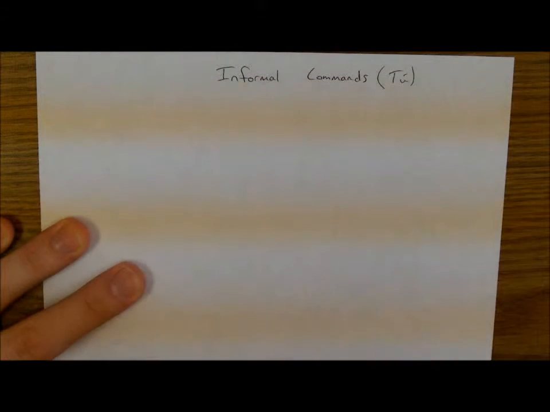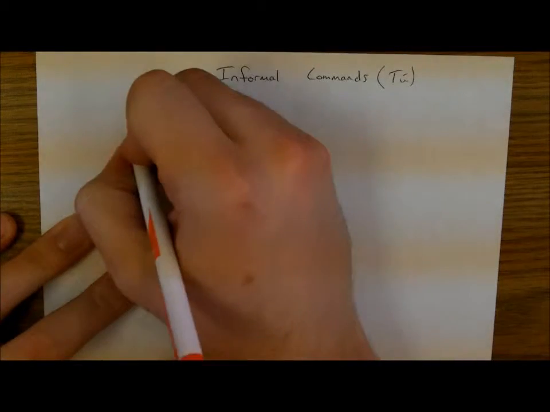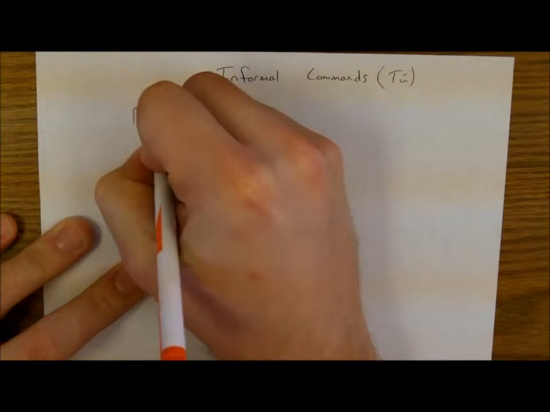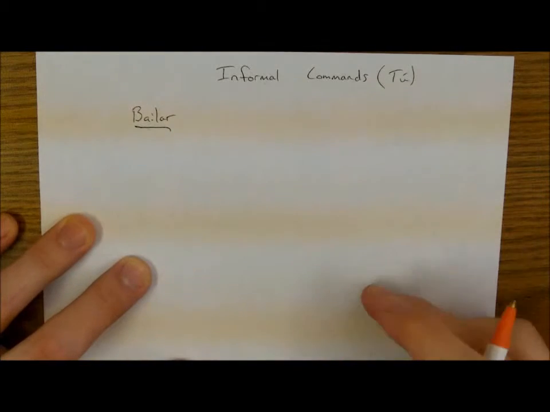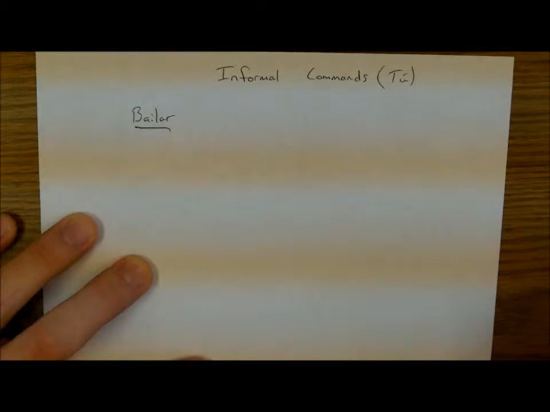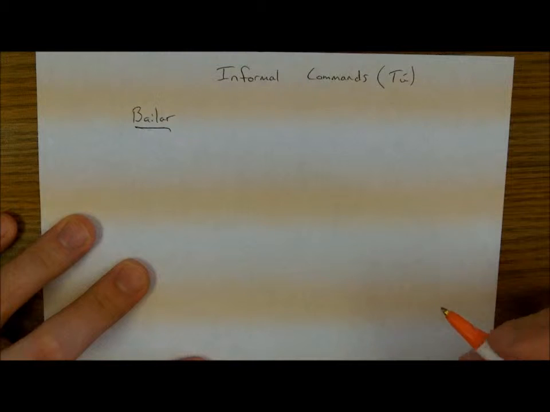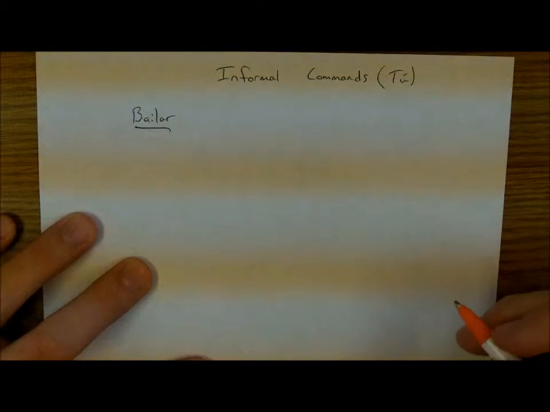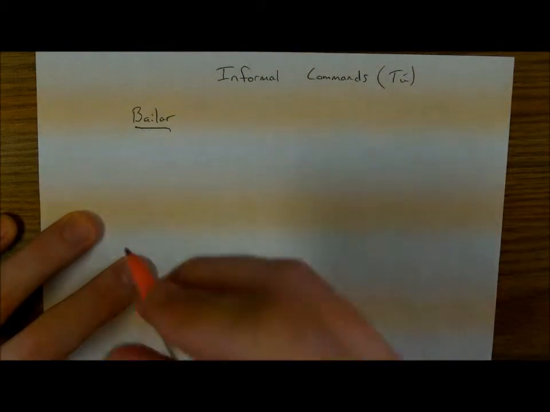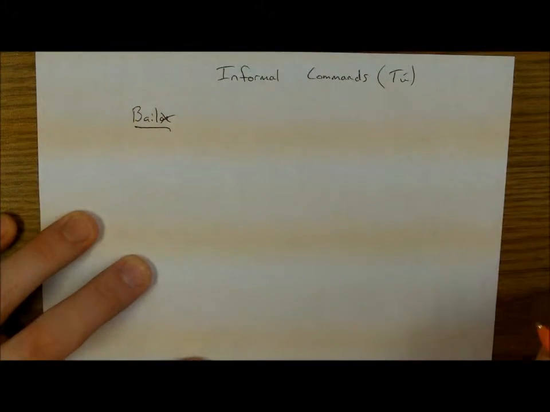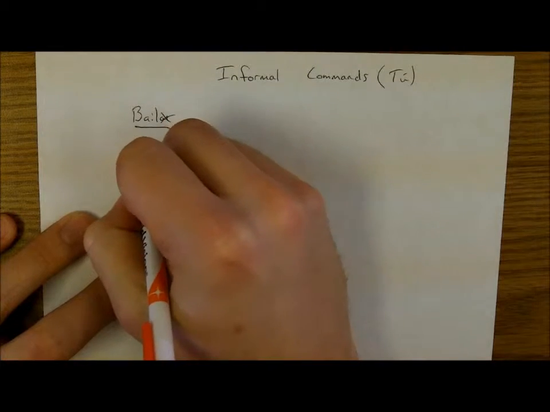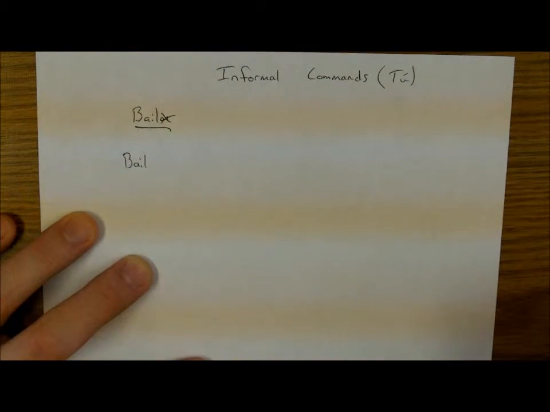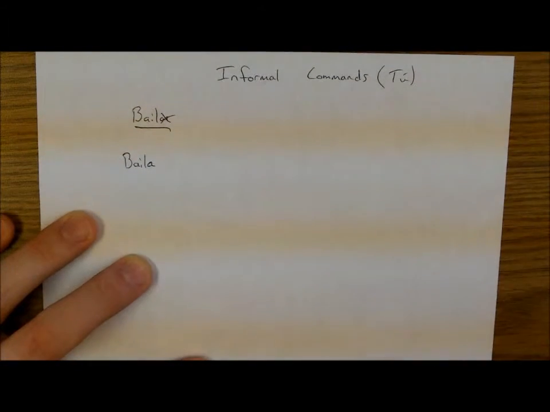So first of all, informal commands. Let's start off with an AR verb. We have bailar, to dance. Pretty much all we're going to do is put the verb in the he or she form of the present tense. We always take off our AR. The present tense verb ending for AR verbs is an A: baila. So if I want to say you, dance, baila.